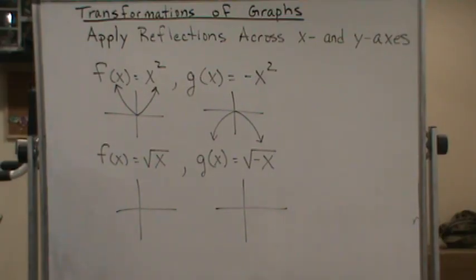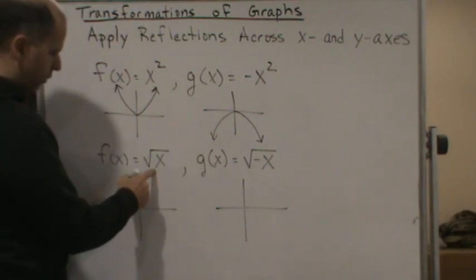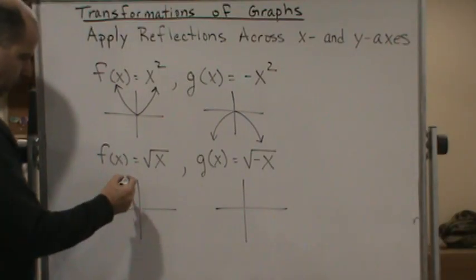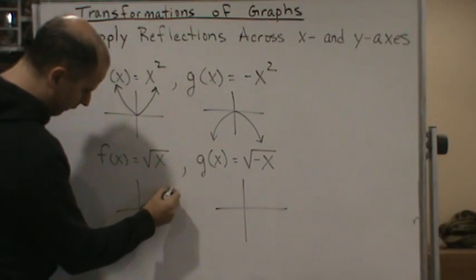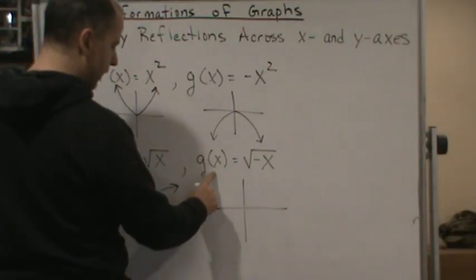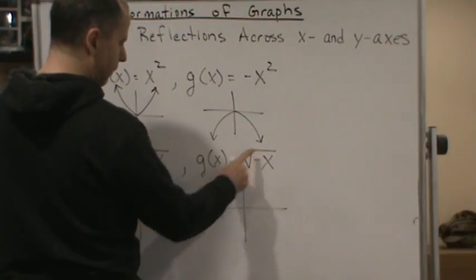Okay, now, what about this one? If we take the square root function, our basic parent function, we know that that is going to behave like that. So the graph is going to look something like that. Okay? So now, if we look at g of x here, we're multiplying by -1 on the inside of the function.